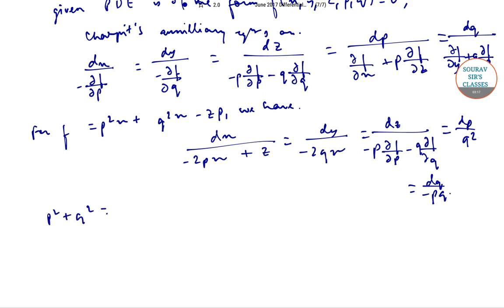Now from the last two equations we get p² + q² = c², and on putting this in the main equation yields xc²/z = p.